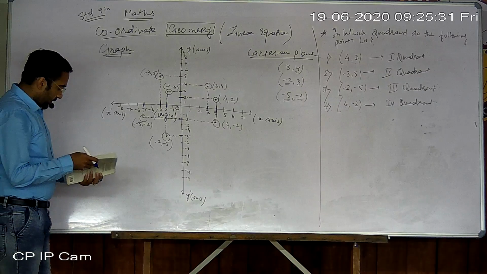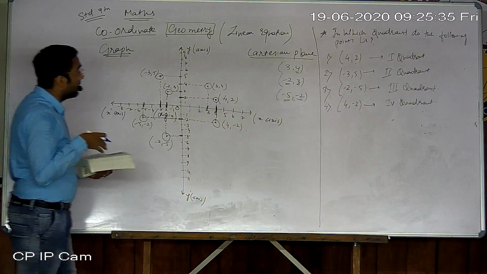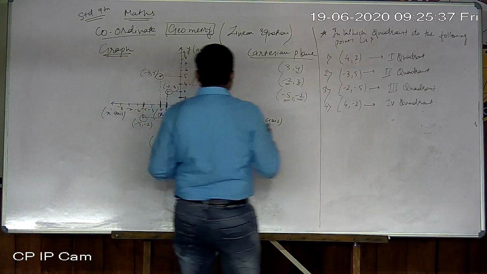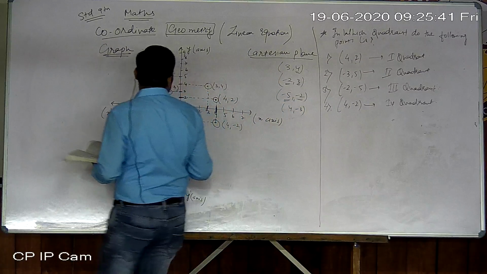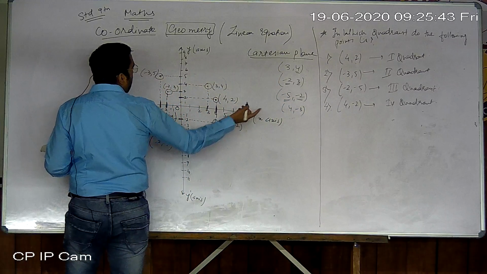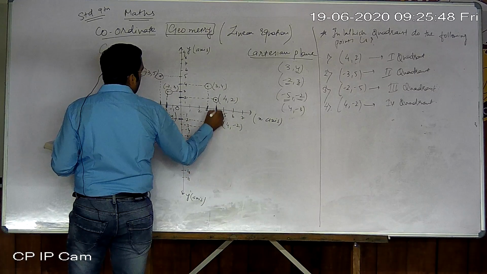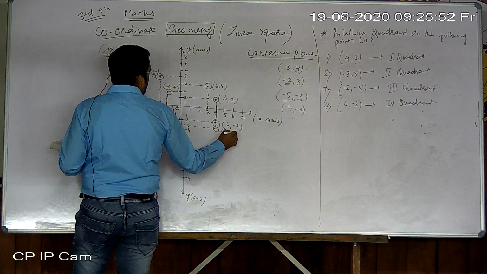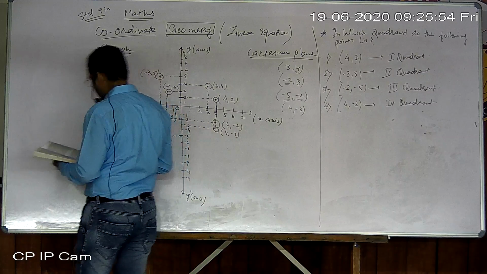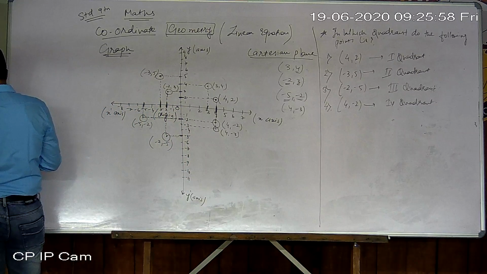Okay. Now locate 4, -3. The value of x is 4, that is here, and the value of y is -3. So my point is located here as 4, -3. Okay, clear, students?